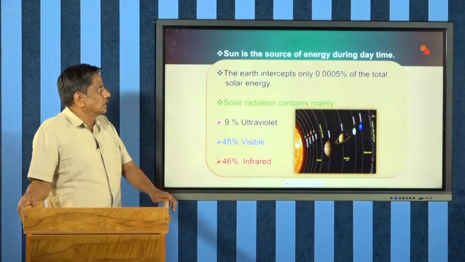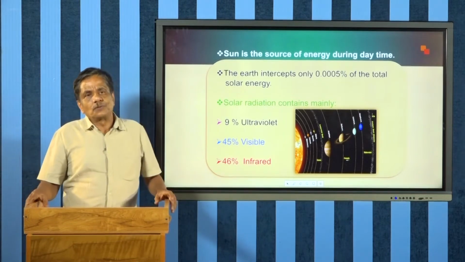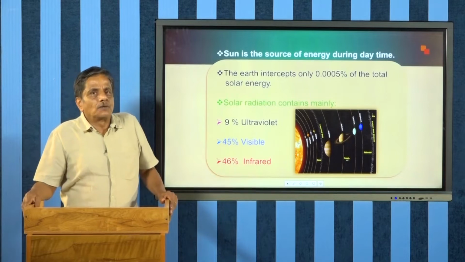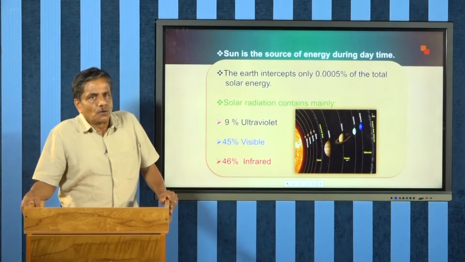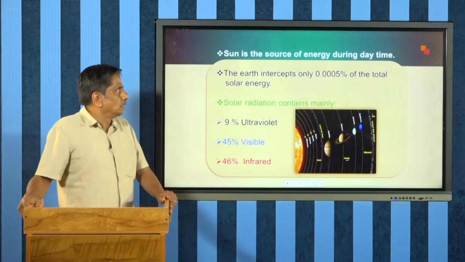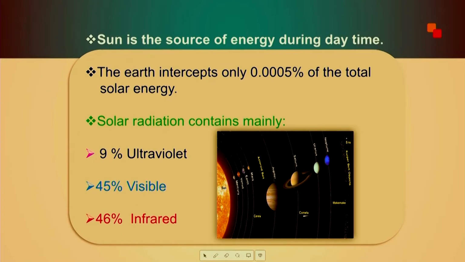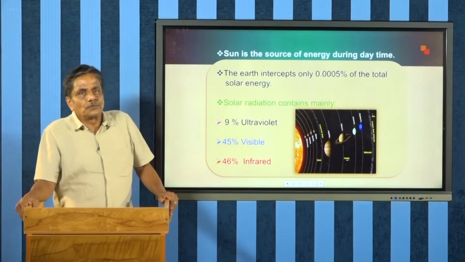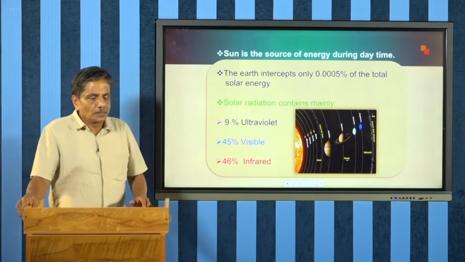Here we can see that the sun is the primary source of energy during daytime and all planets are moving around the sun, of which earth is one of the planets, and earth intercepts 0.005% of the total energy from the sun. The solar radiation which falls on the surface of the earth can be classified as 9% ultraviolet radiation, 45% visible, which induces visual perception, and 46% infrared. Infrared means it is the heating effect.